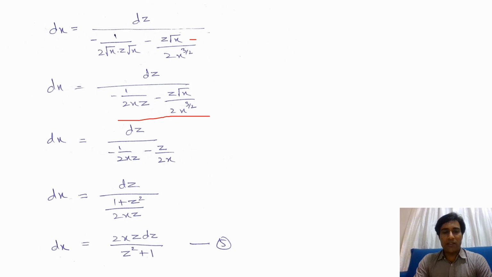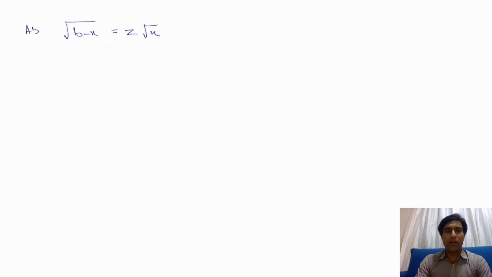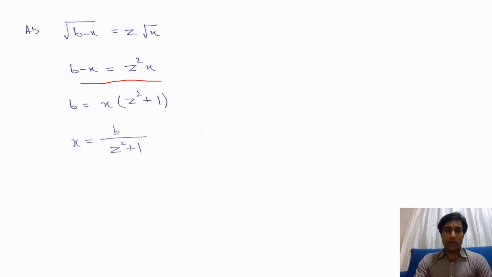So finally, with simplification, we get dx is equal to 2xz dz over z square plus 1. I name this equation 5. As square root of b minus x is equal to z square root of x, from this relation we can get the value of x here. So x becomes b over z square plus 1.